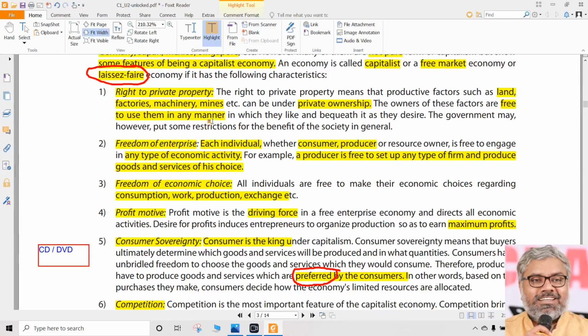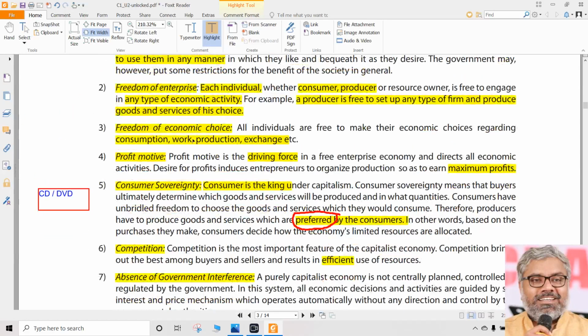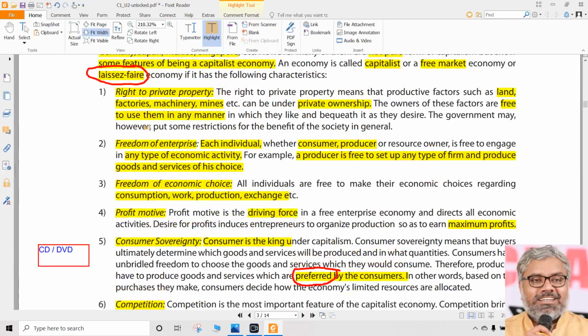If it is good, we call it good. If it is bad, we call it bad. And what is good for capitalism becomes bad for socialism. And what is bad for capitalism becomes good for socialism. Whatever the characteristic features we have about capitalism, reverse them. Just put that: no right to private property, socialism. No freedom of enterprise, socialism. No freedom of economic choice, socialism. No profit motive, socialism. So once you know one thing, you know the other thing automatically.